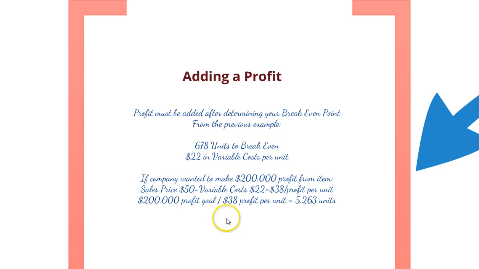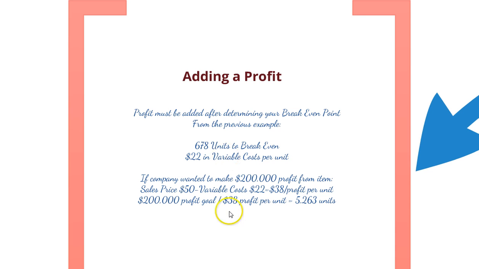Now keep in mind, I don't have it written here, that this 5,263 games is over and above this 678, because they had to sell 678 games just to break even. And that helped pay for the $35,000 machine or software that they had to buy just to get this game going. So this amount is over and above. So total units would be 5,263. Add that 678, and that's truly the amount of games that they would have to sell in order to reach this goal.